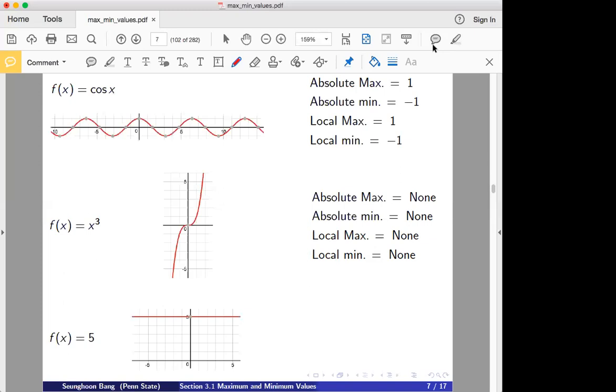F for x equal to 5. What's the absolute maximum? 5, right? Yes, 5. So what's the definition of absolute maximum? F of c is greater than or equal to any function value f of x. What's f of c? 5. What's f of x? 5. Yes, it always satisfies the definition.